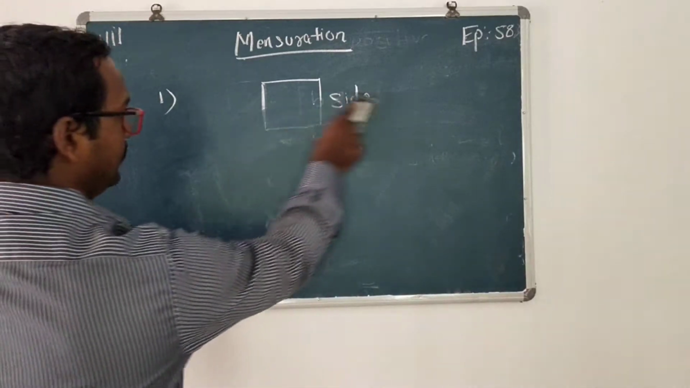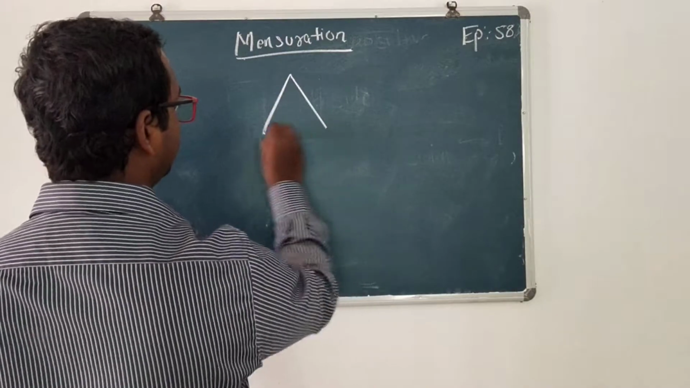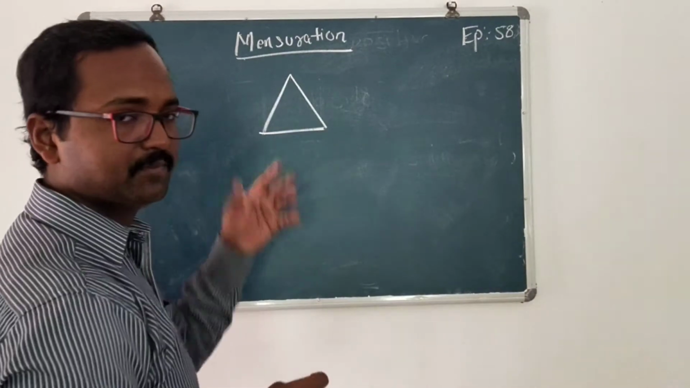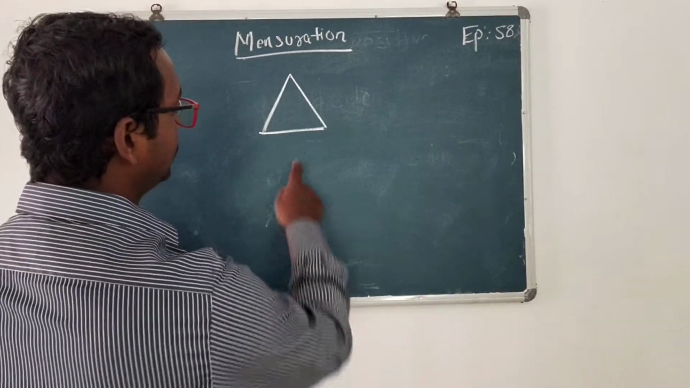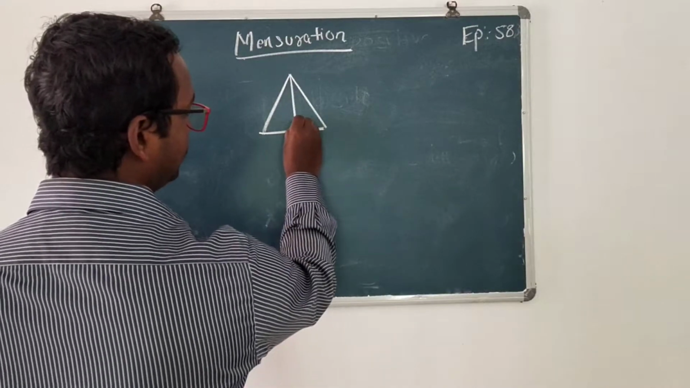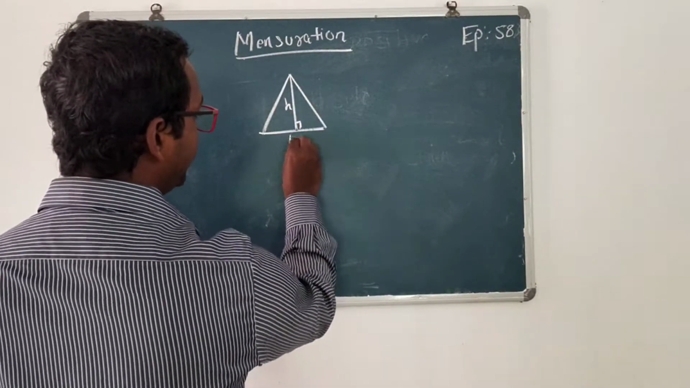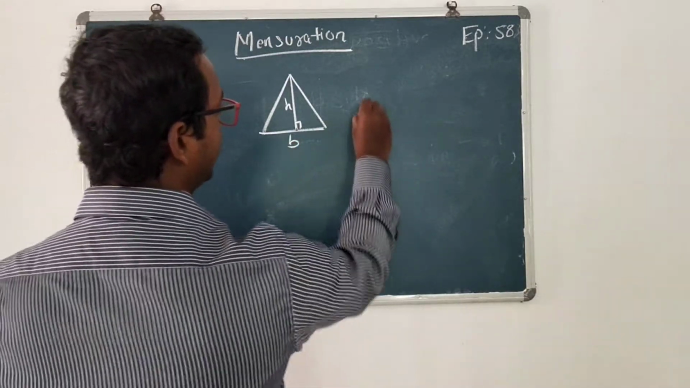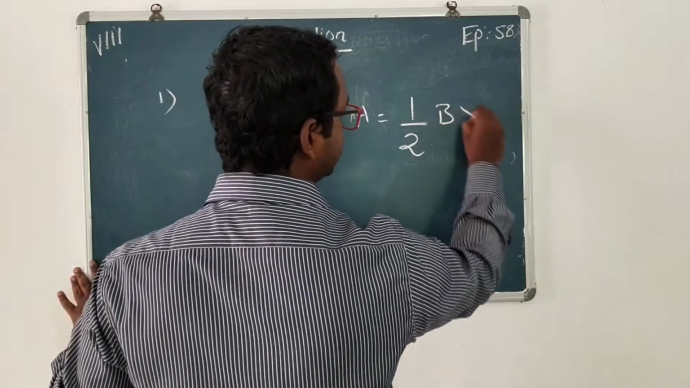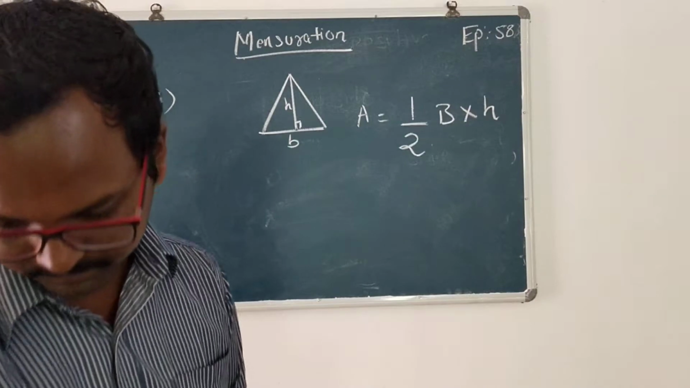Now let's look at a triangle. The third figure is triangle. In triangle, we will not talk about perimeter of triangle because many different types of triangle are there. So let's just go with the area. Okay. So in area, if this is the height, this is the base, then the area of triangle is half base into height.